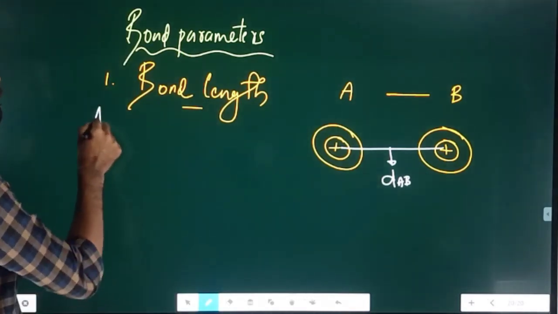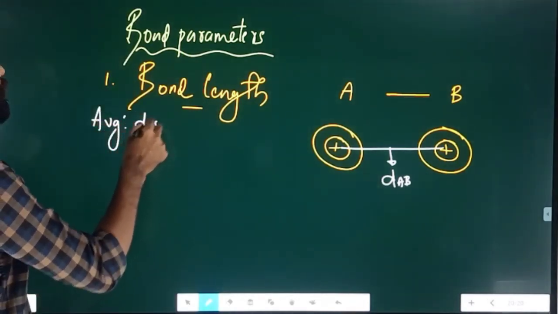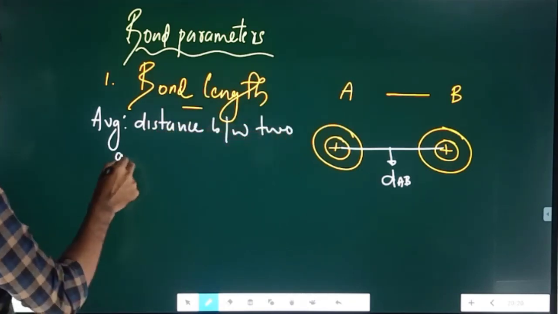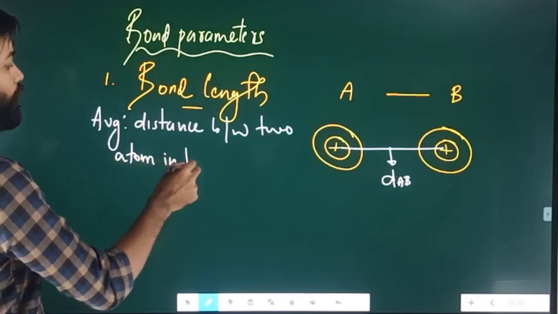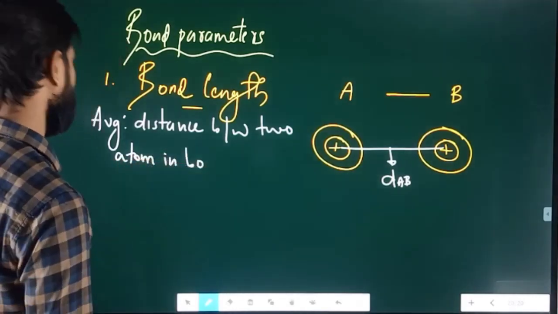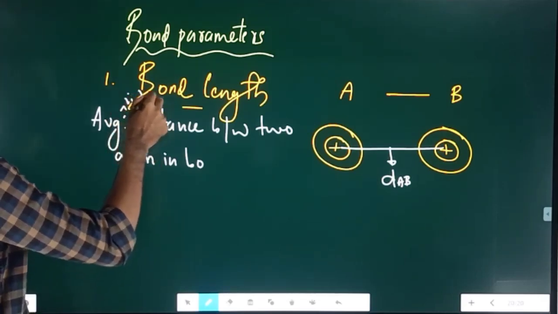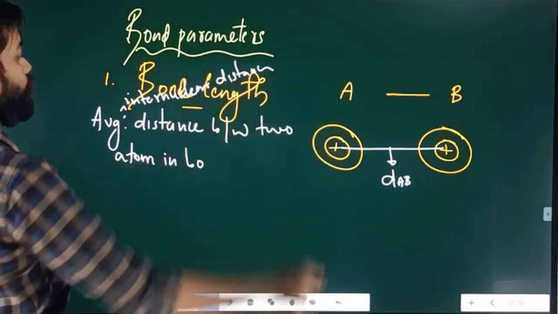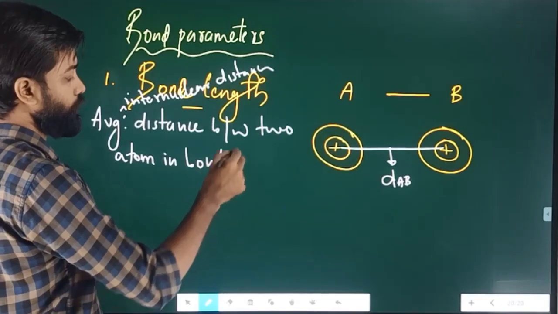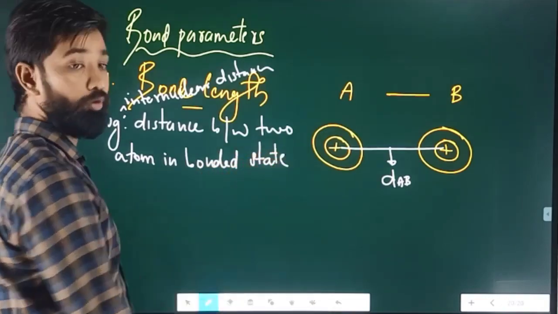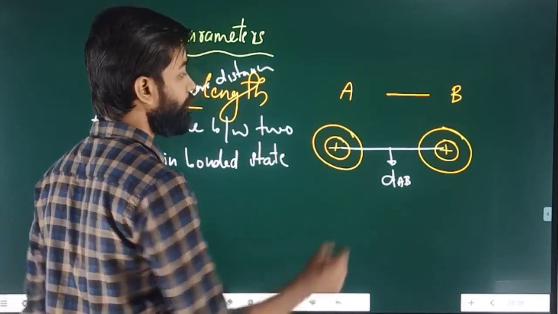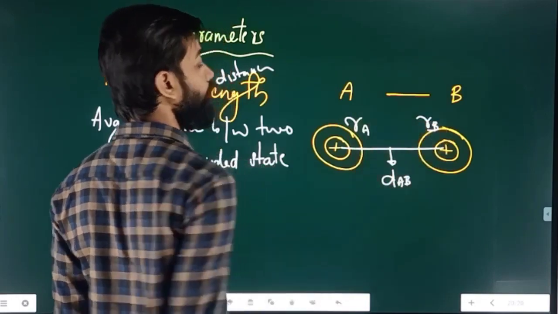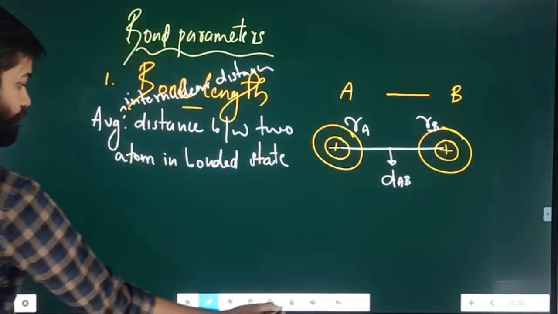So what is bond length? That is the average internuclear distance between two atoms in bonded state. That is defined as bond length. Let the radius of this atom be R_A and the radius of this atom be R_B.